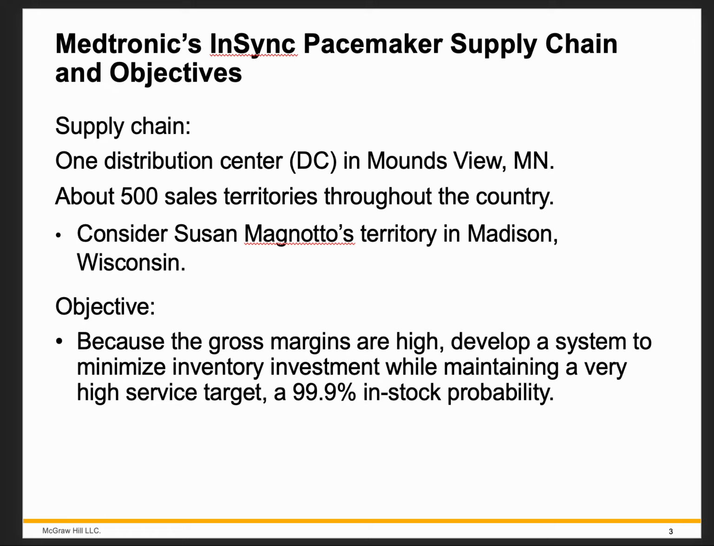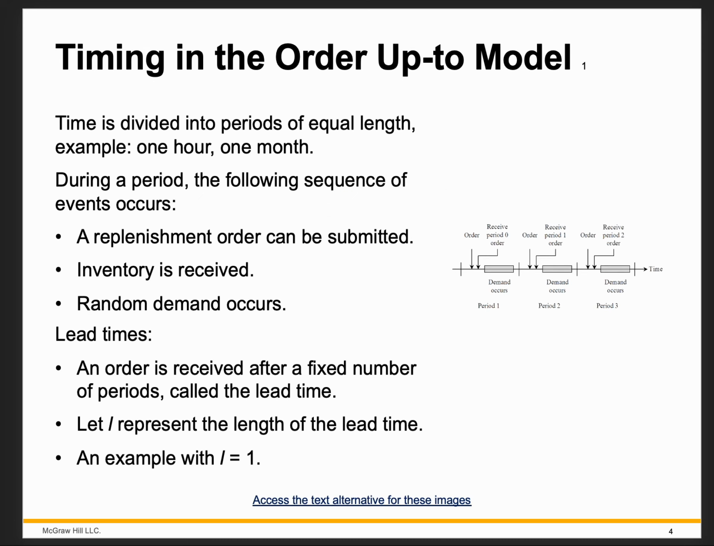Now, the objective here is, because the gross margins are high, to develop a system to minimize inventory investment while maintaining a very high service level target, like 99.9% in-stock probability. Remember, these are pacemakers, so if a patient needs a pacemaker, the demand literally has to be satisfied in a few days, maybe sometimes in a few hours, rather than waiting a long time. So hospitals will not maintain inventories of pacemakers. They will get them from salespeople, and salespeople have to maintain inventories of these pacemakers.